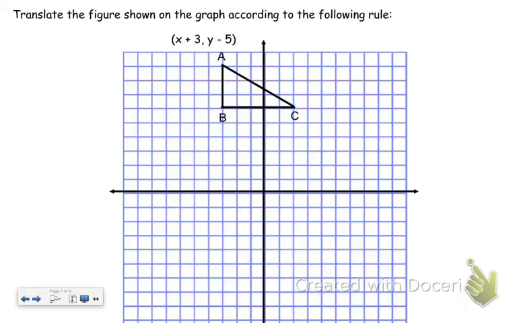Let's translate example number 10 together. We are translating triangle ABC 3 units to the right and 5 units down. So each and every point on our triangle needs to be translated that given number of units. So we're going to take point A and we're going to slide it 3 units to the right and 5 units down.